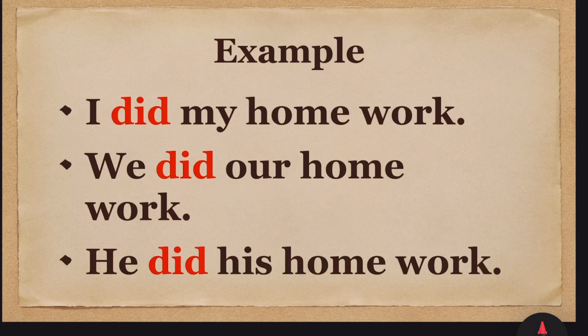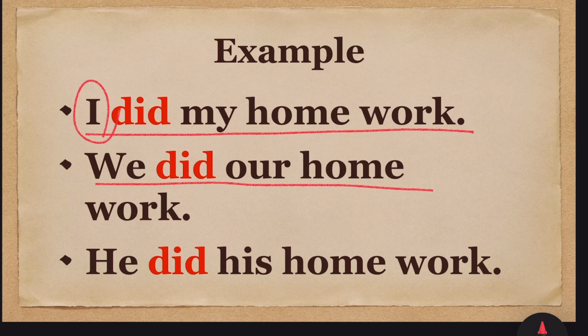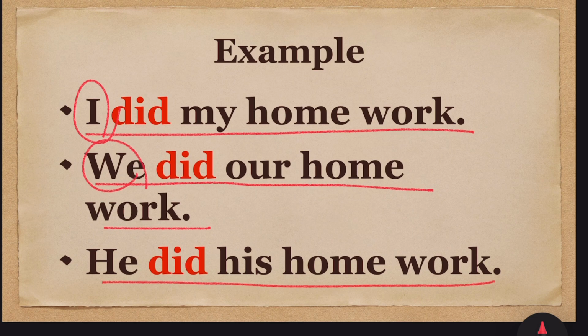Example sentence, I did my homework. The subject here is I. Next, we did our homework. The subject is we. And he did his homework. Here the subject you have used is he. For all the subjects in past tense, you have to use the verb did.